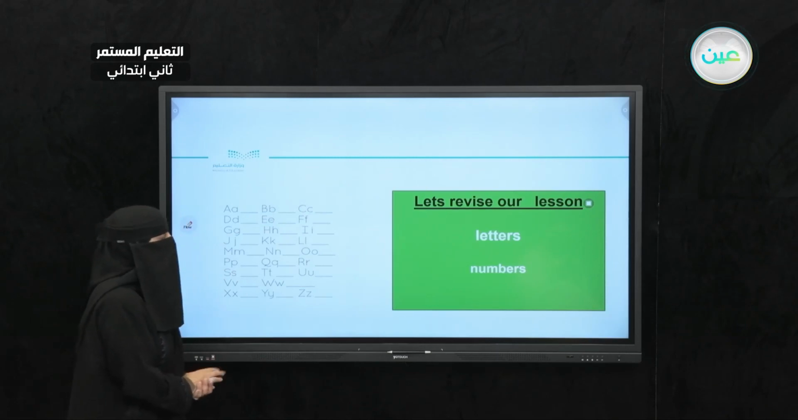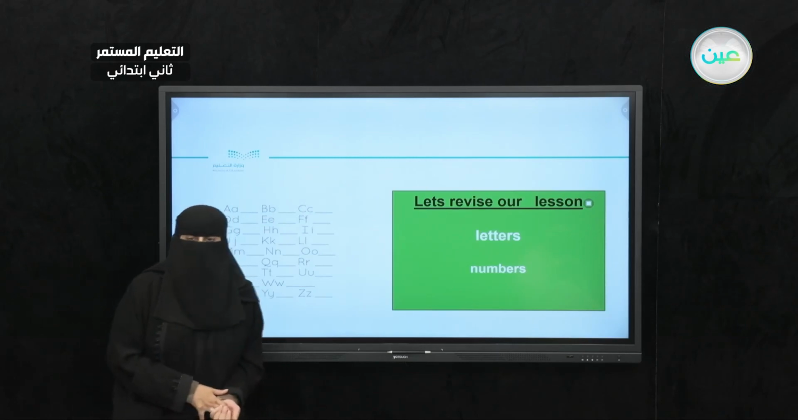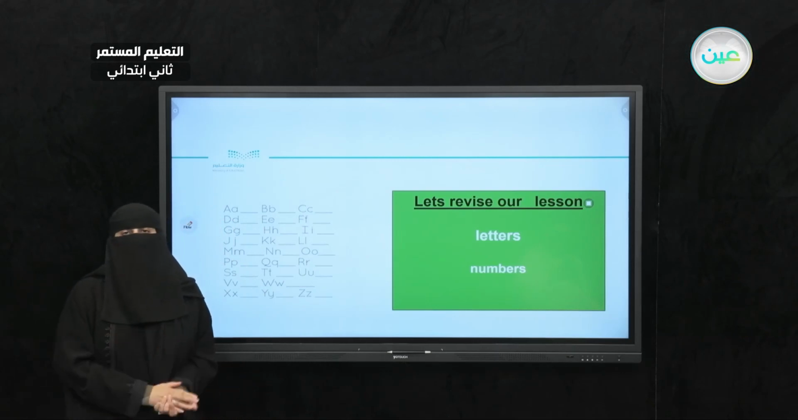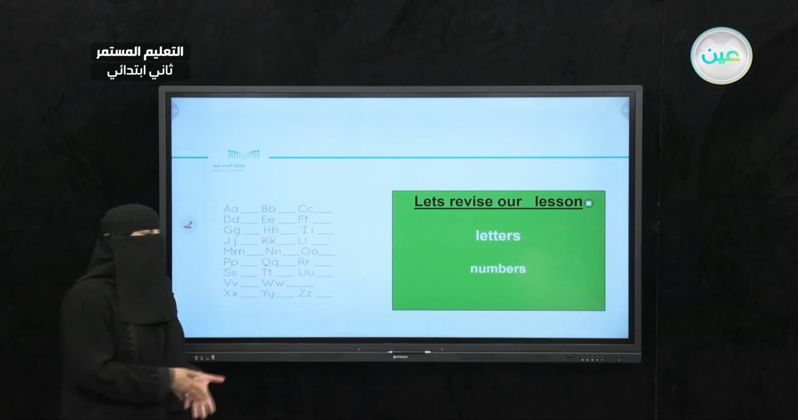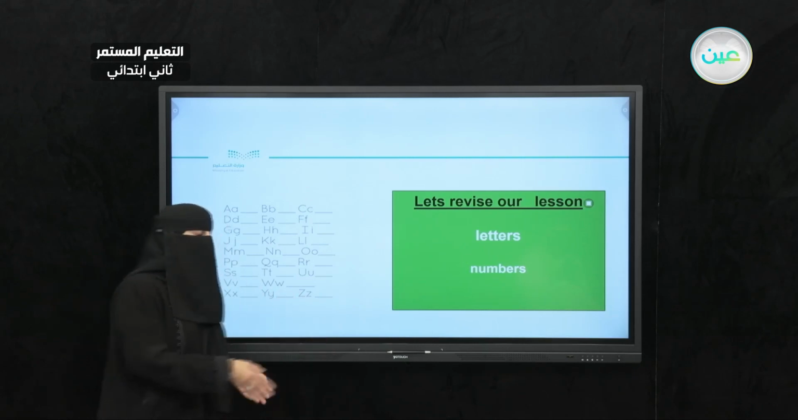So let's revise what we have learned in this lesson, my dear student. We revised letters and numbers, and since we are wrapping up our book, we thought that would be a very good chance to remember letters and numbers.